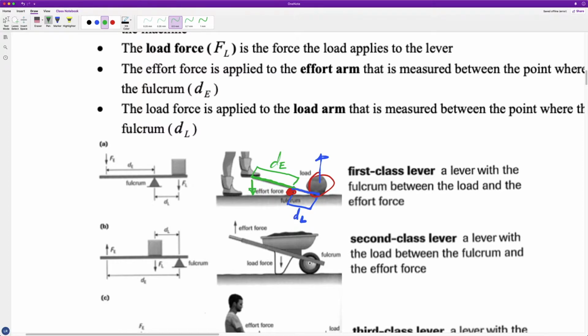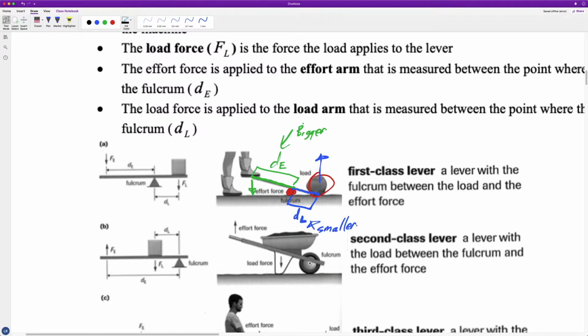In fact, it actually has to do with the ratio of these numbers. The bigger this one is, the easier the job is. So this one, we try to make smaller. And that makes the effort much easier to do when we have this particular ratio. Now, that's not the only type of lever system that we have.